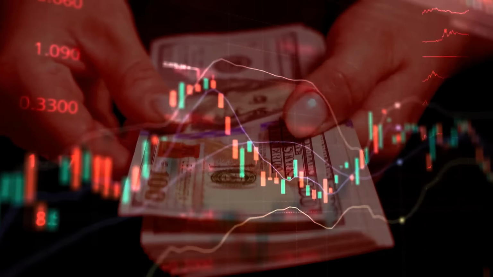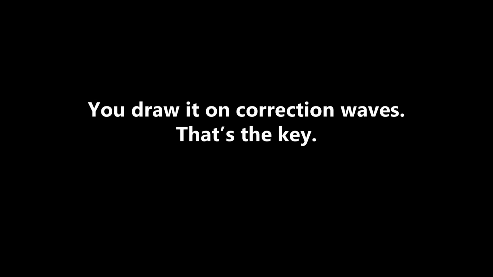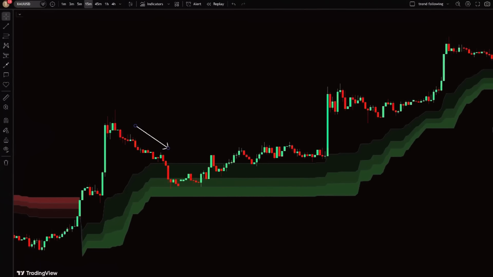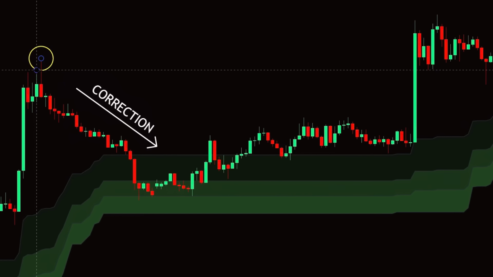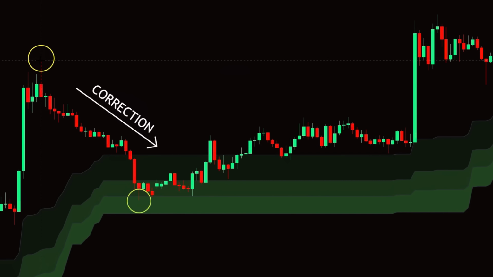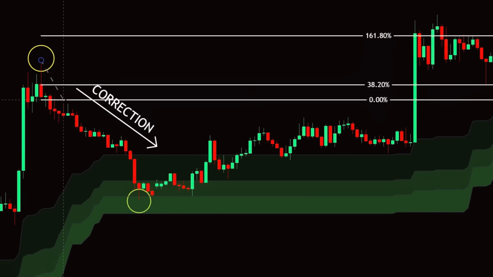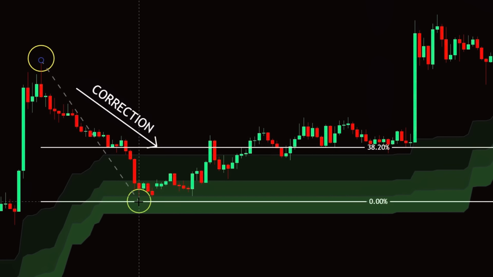Now here's the most important part of the entire strategy, and this is where most people go wrong. You don't draw Fibonacci on impulse waves, you draw it on correction waves. That's the key. So in an uptrend, when price pulls back into the swing arm zone, that pullback is your correction wave. You take the swing high of that correction and the end of the pullback, and you draw your Fibonacci across that move. What you're measuring here is how deeply the market is reacting against the trend before continuing.